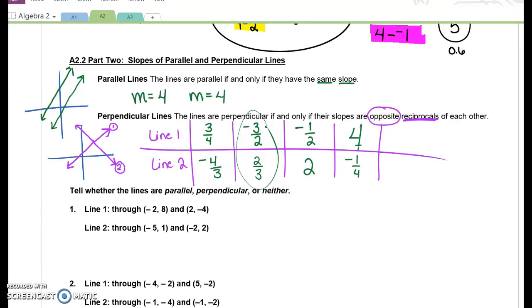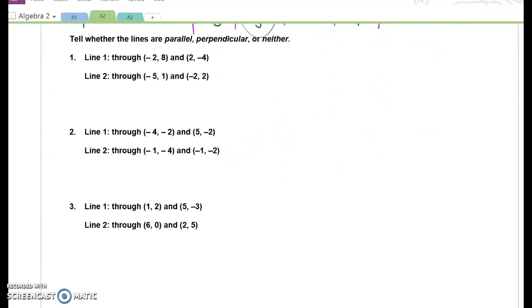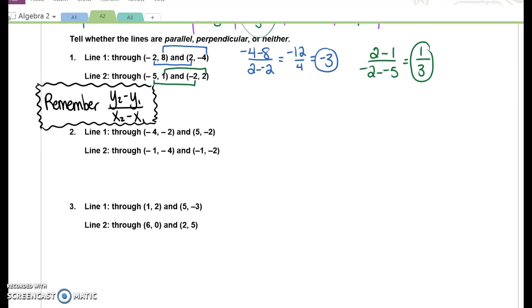All right, so in numbers 1, 2, and 3, we need to find the slopes and then decide, are these lines parallel, perpendicular, or neither? So take a moment and find the slopes of line 1 and 2 in number 1. Okay, line 1, you should get a slope of negative 3. Line 2, you should get a slope of positive 1/3. So how would you describe line 1 and line 2? Parallel, perpendicular, or neither? Perpendicular.